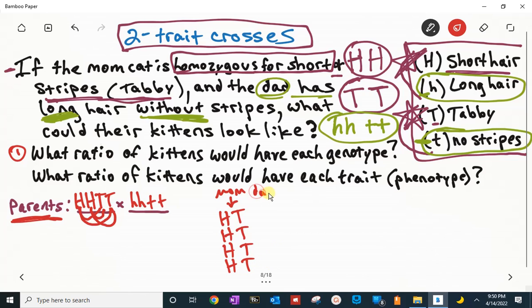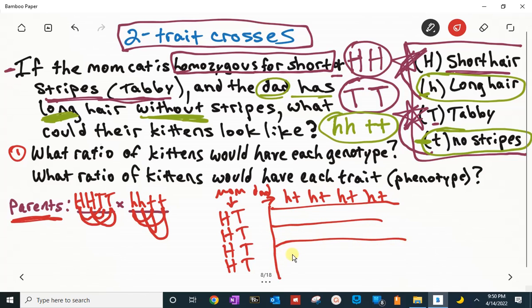And now the dad could have this first lowercase h and this first lowercase t, or he could have this first lowercase h and this second lowercase t, or he could have this second lowercase h and this first lowercase t, or the second lowercase h and the second lowercase t. So now we can do Punnett squares for all these possible genotypes.